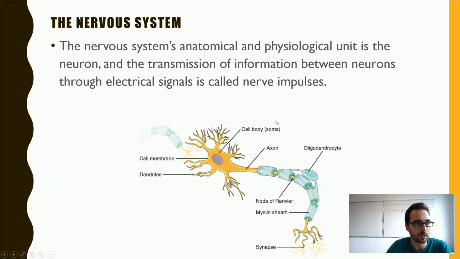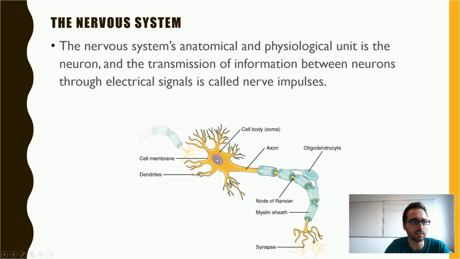So for that, neurons are the anatomical and physiological unit. These are neurons. If you remember, we've learned something about the anatomy of the neuron, so it's too easy. Just 3 names to remember: dendrites, coming out from the cell body. The cell body, this is a nucleus.